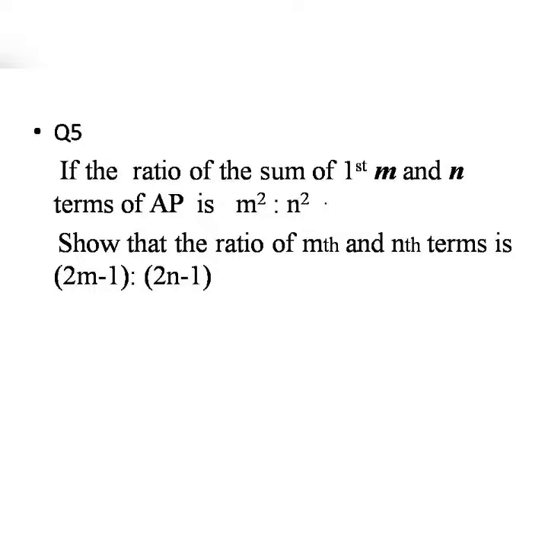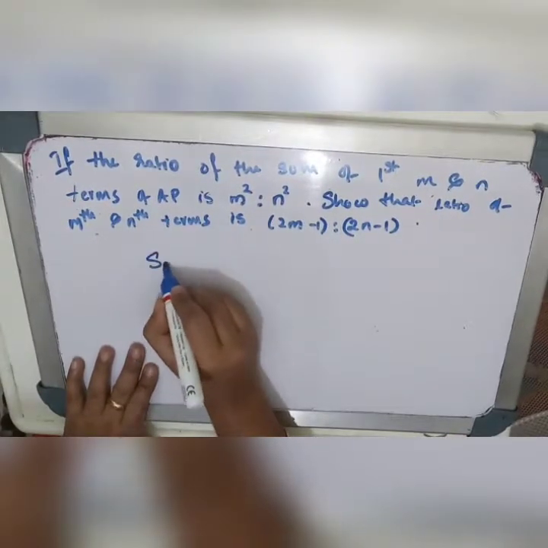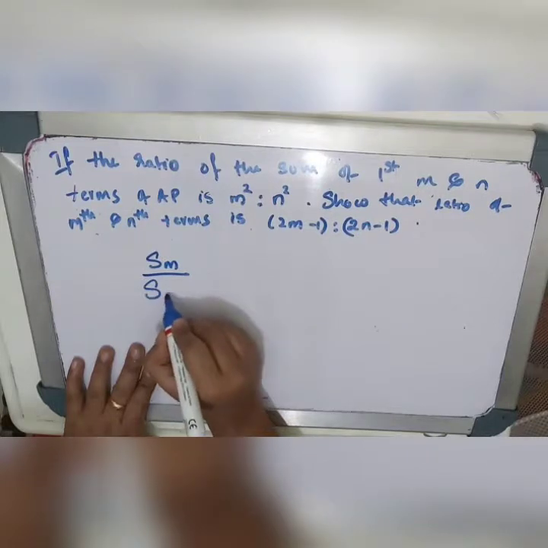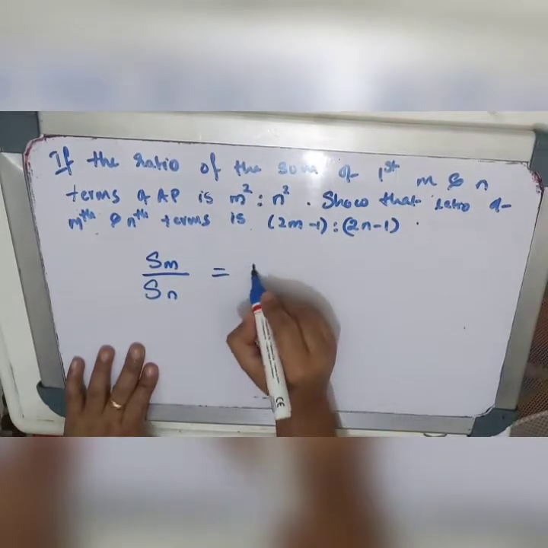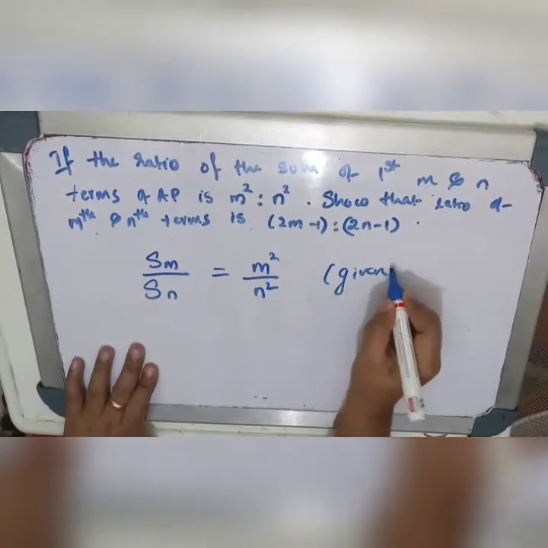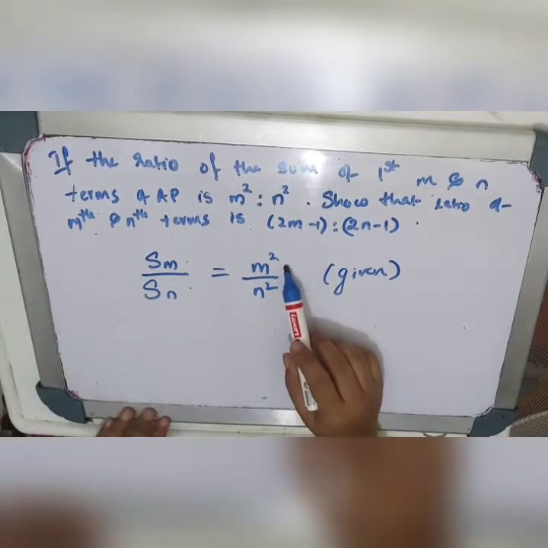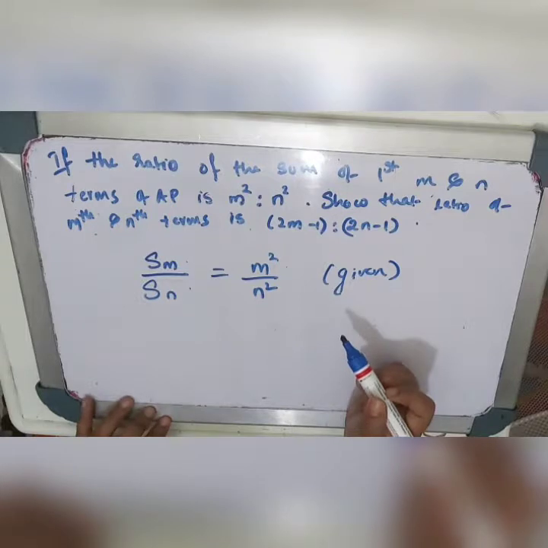Now the next question is, if the ratio of the sum of first m and n terms of AP is m square is to n square, show that the ratio of its mth and the nth terms is 2m minus 1 is to 2n minus 1. So the sum of first m terms is to the sum of n terms can be expressed as m square by n square. This is given in the question. So let's expand.